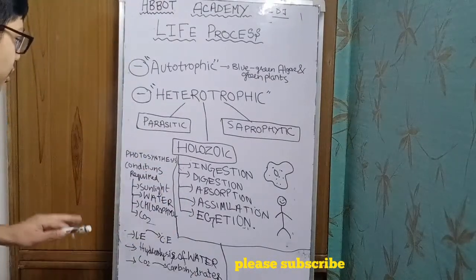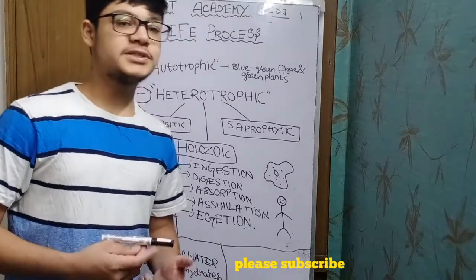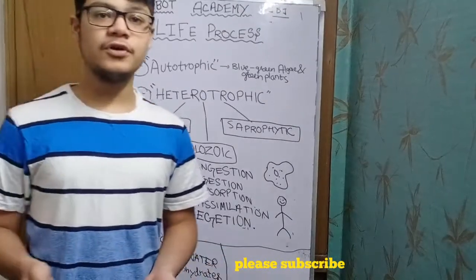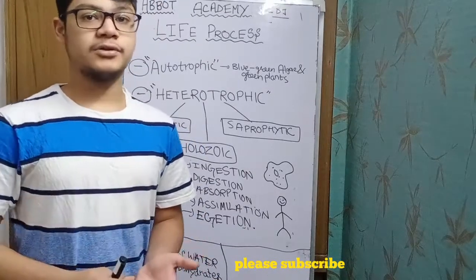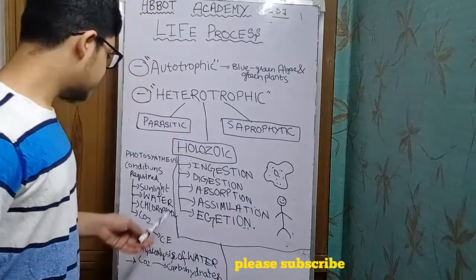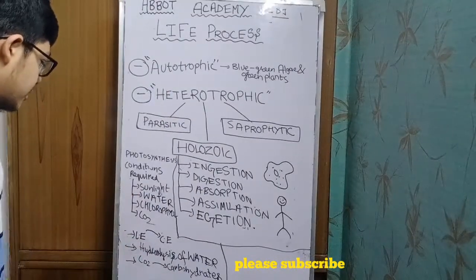Now let us talk about photosynthesis. Photosynthesis is nothing but the process through which plants make their own food in the presence of sunlight, chlorophyll, water, and carbon dioxide. Simple. So these are the necessary conditions for photosynthesis.